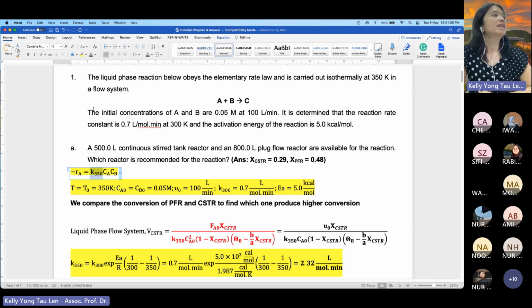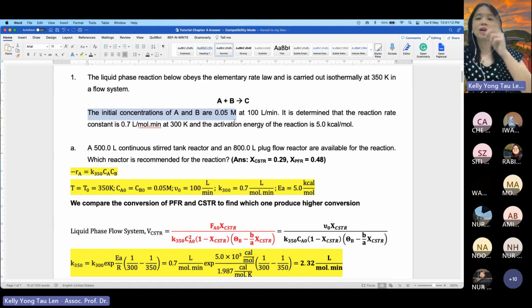Right. Then dia kata, the initial concentration of A and B are 0.05 molar. So molar tu concentration, or we can put it as mole per liter. So they say, initial concentration of A, CA0 0.05, CB0 pun 0.05. Okay, so saya tahu saya ada dua reactant. Initial concentration A, CA0 equals to CB0 equals to 0.05.